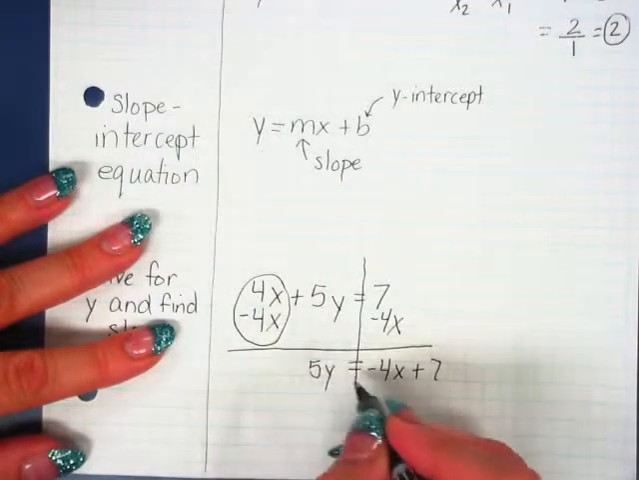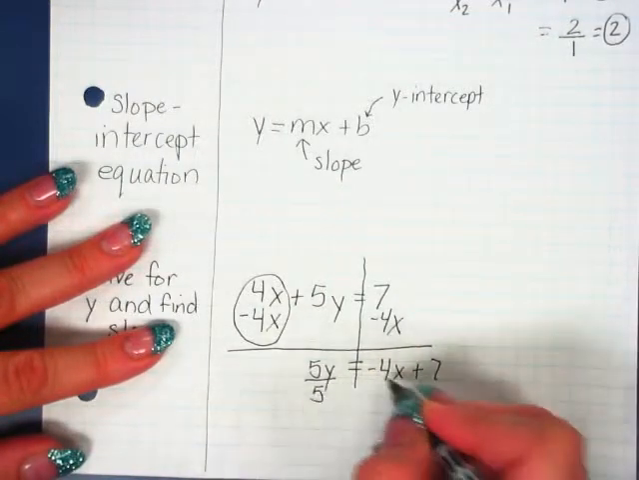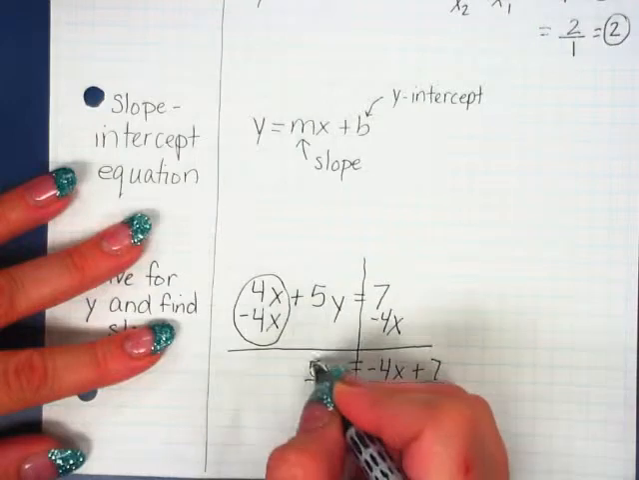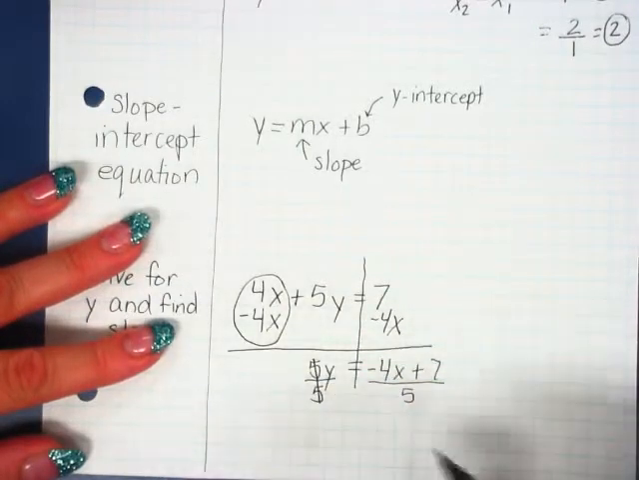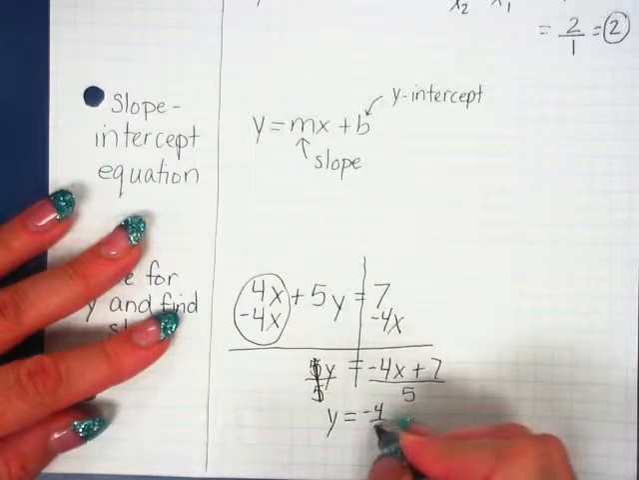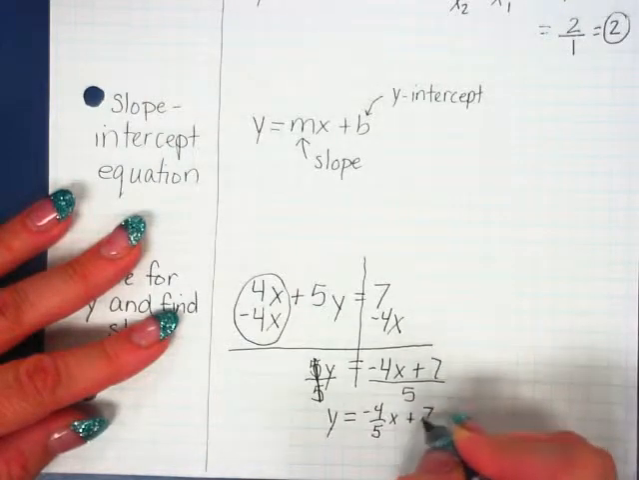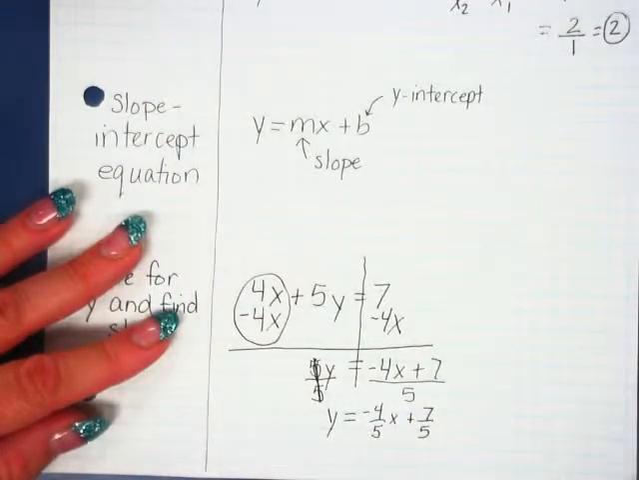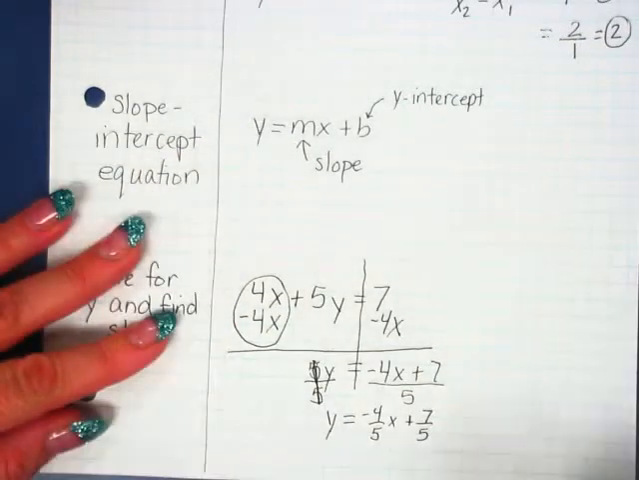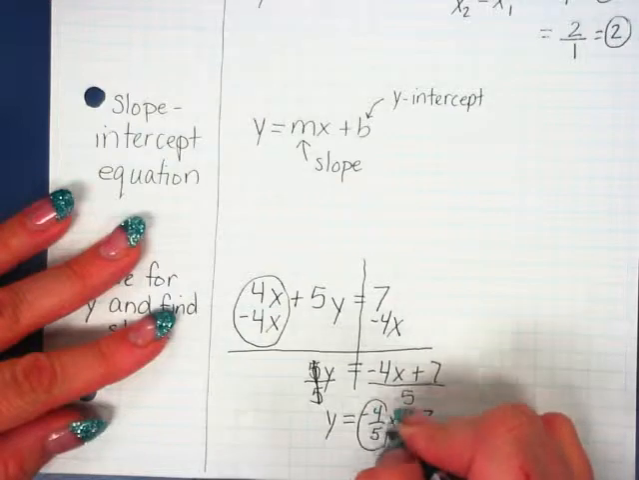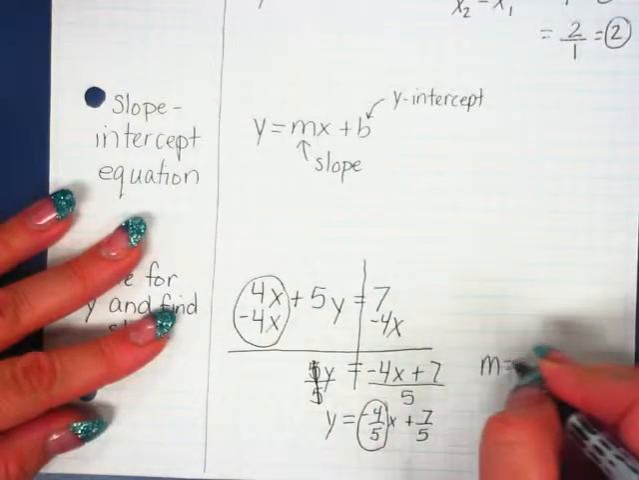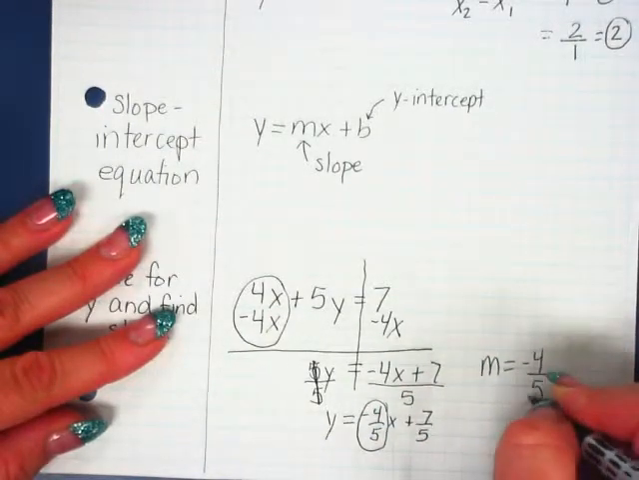Last thing, it's 5 times y. So I'm going to divide both sides by 5. 5 divided by 5 is 1. So we get y equals negative 4 over 5 x plus 7 over 5. It's fractions, but it's not a big deal. The slope is what's right in front of the x. So our slope is negative 4 over 5.